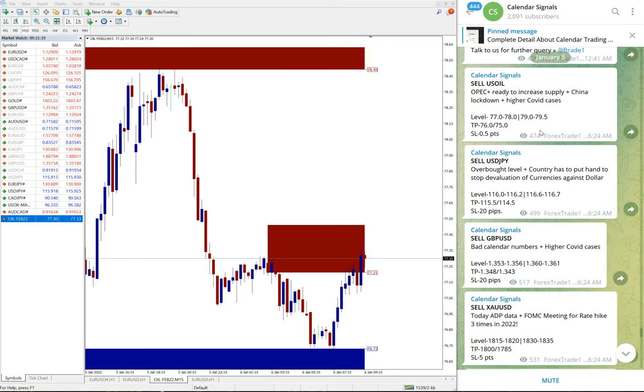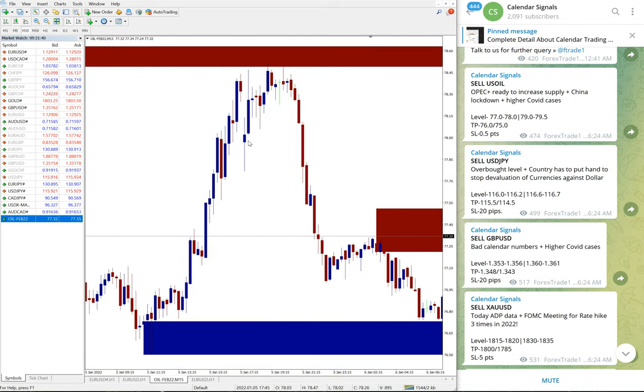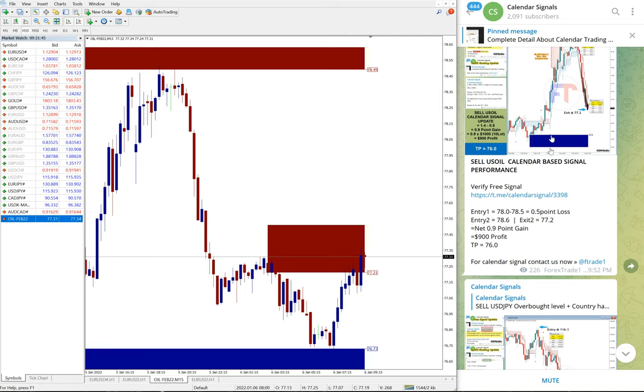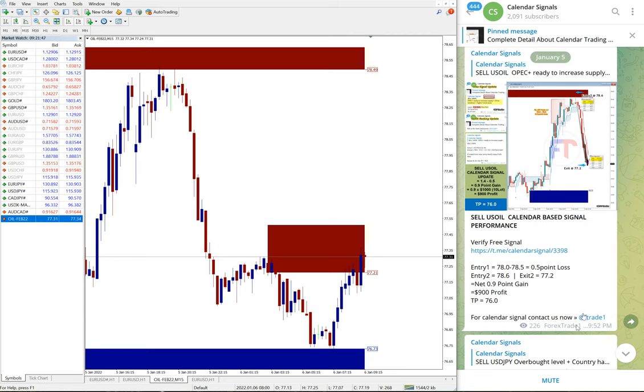And yesterday, this is the time we gave the signal, 6:24 a.m. GMT. This is as per the GMT time. And you see, it performed precisely from our given level. And you see here we have also updated at the end of the day yesterday, at 9:52 p.m. GMT we gave the update, like an overall performance update.